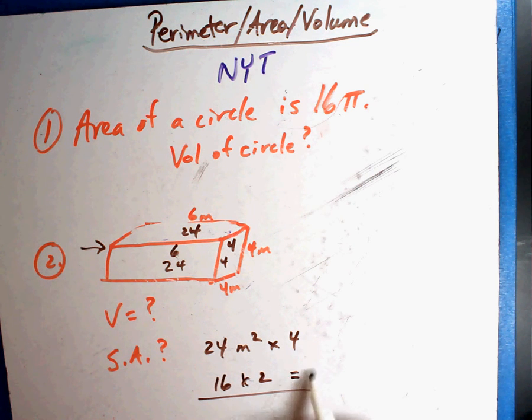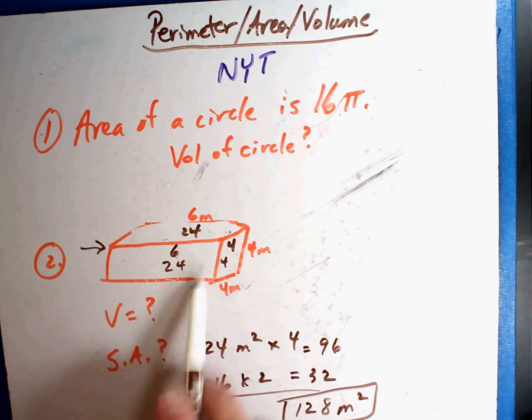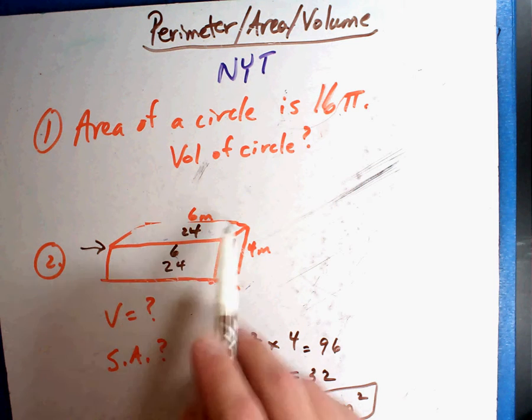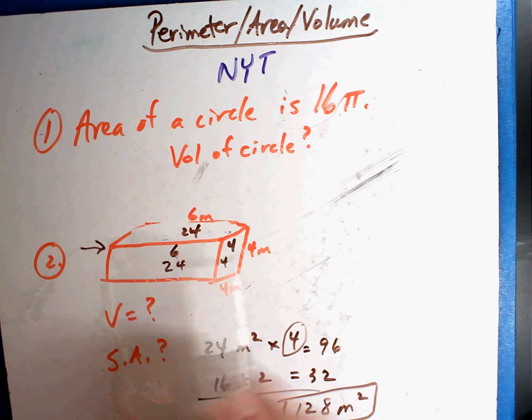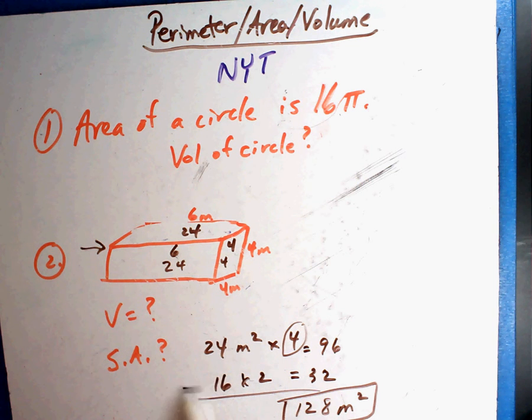Well, I know that's 32. 24 times 4 is 96. So added together, 96 plus 32 is 128 meters squared. Painting on the outside, there's 4 long sides. 1, 2. Back side, bottom side, so there's 4 of those sides. And then I have 2 end pieces. Now those are squares, so that's a different formula. Add all that together and I'll get it.